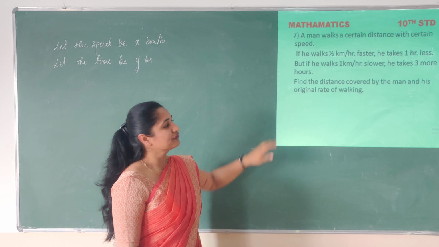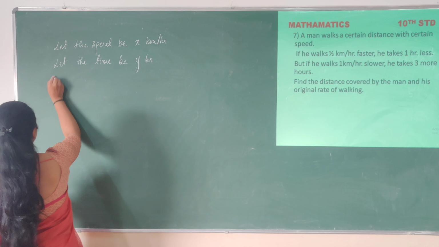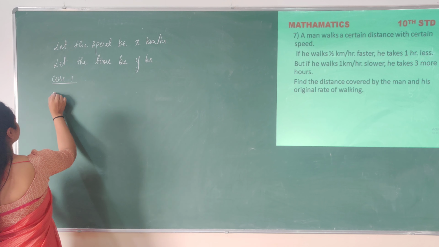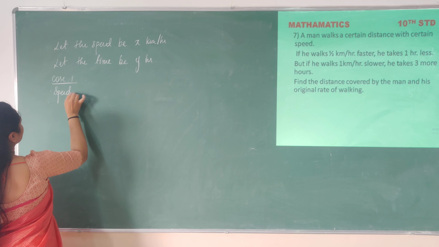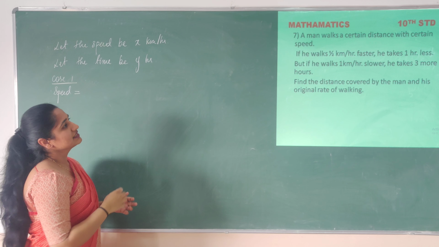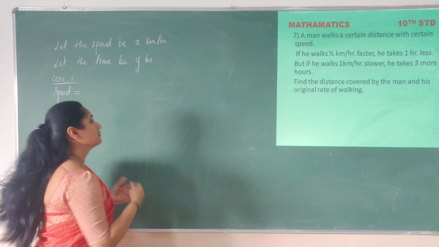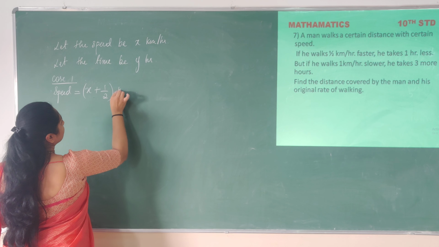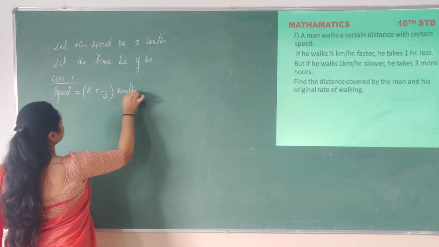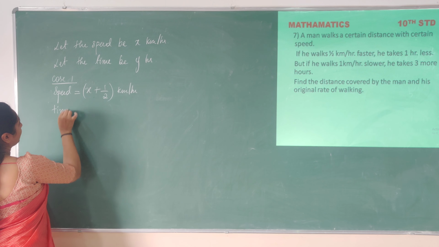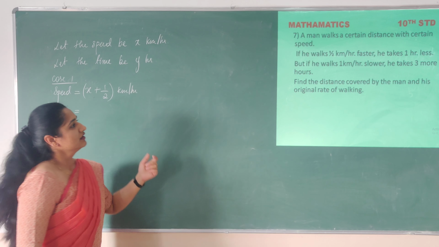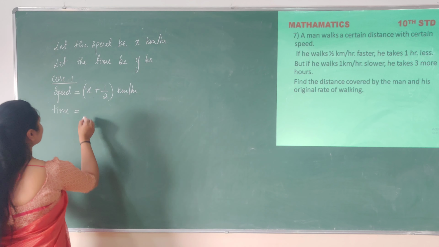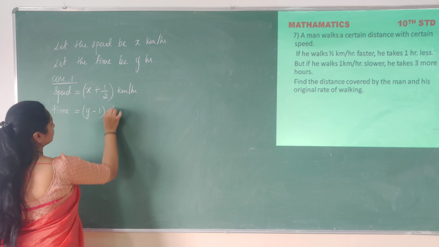Here they have mentioned the relationship between the speed and time. If he walks half kilometer per hour faster, we'll take it as case 1. Initially we had taken the speed as x. Since he is walking half kilometer per hour faster, which gets added up, you will get x plus 1 by 2 kilometer per hour. And the time we have initially taken as y. Since he is walking faster, he will take 1 hour less than the initial time, so it is y minus 1 hour.